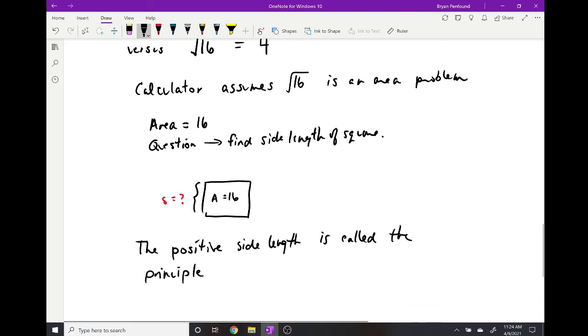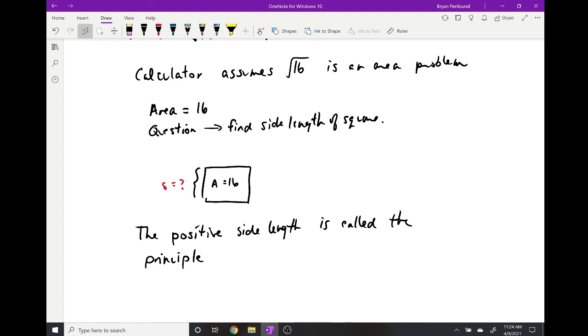Principal, not like the principal of a school, which is spelled P-A-L, but principal, P-L-E. In this case it's the principal square root, but principal nth root is what this is called. Typically our computers and calculators are programmed to return the positive version, and that positive version is known as the principal root.